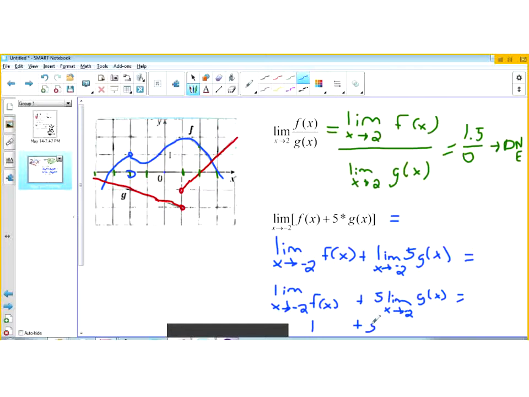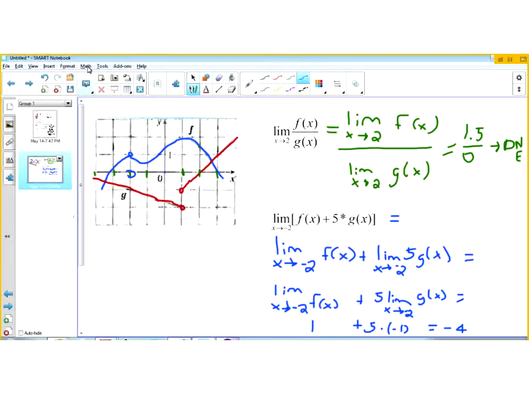And then we'll have 1 plus 5 times the limit as x approaches -2 of g, which appears to be -1. Okay, so we'll take that to be minus 1. And so 1 minus 5 is negative 4. So even though there's a hole here, f of x is not defined at x equals negative 2. Nevertheless, the limit exists. Okay, so what else can we do?